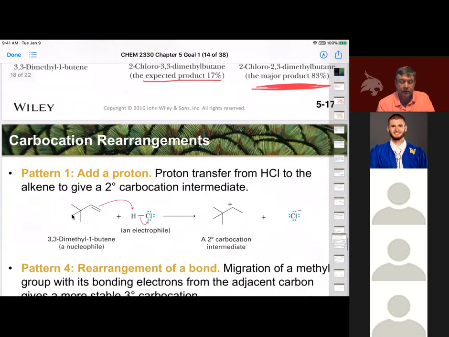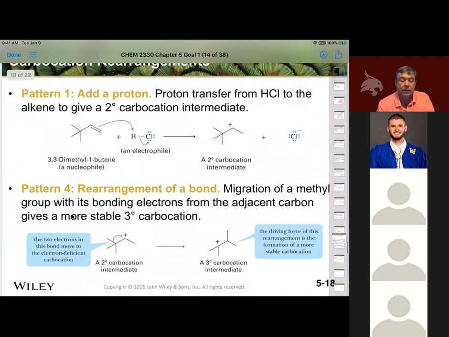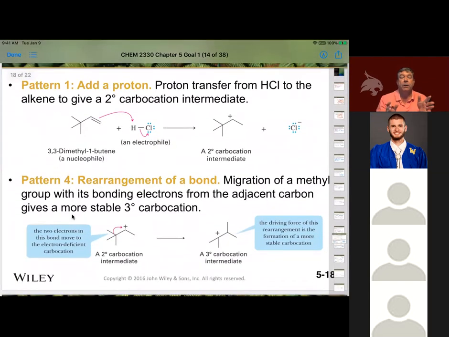So let's look at that rearrangement stepwise. The first thing we do is pattern 1, we add the proton. When we do that, the electrons from the double bond reach out and form a new bond with hydrogen, and the electrons go back onto chlorine. So now we have chloride ion as our nucleophile. But we have this carbocation.